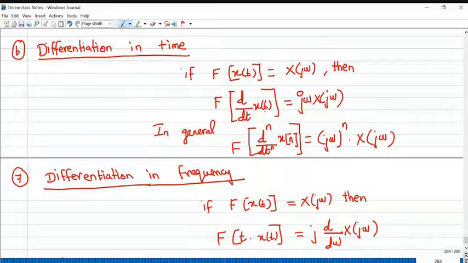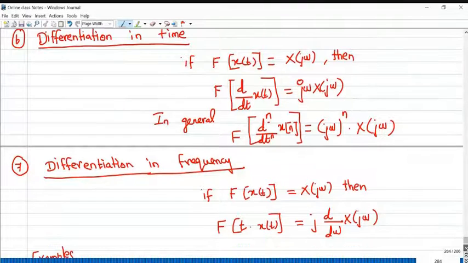d by dt of x of t, then you find the Fourier transform. The result should be equal to j omega dot X of j omega, where X of j omega is the Fourier transform of x of t. Or in general, differentiation of x of t in the order of n, then the result would be equal to j omega power n dot X of j omega. So this is differentiation in time domain.